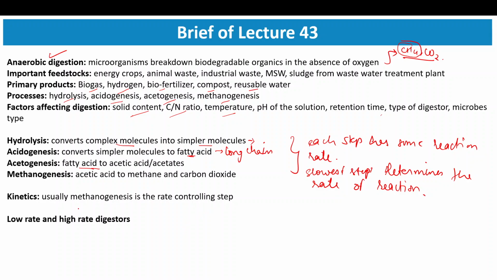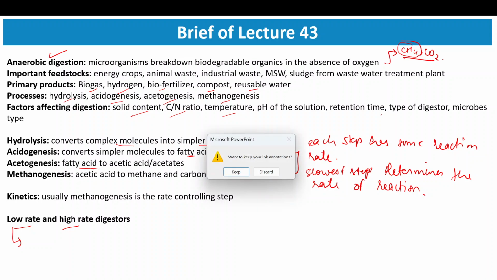Now, there can be two types of digesters, depending on the design: low rate and high rate digesters. Low rate means it requires more residence time because the rate at which digestion occurs is less, and high rate means you can have more efficiency within less contact time. So, this was all about sludge management. Okay, so do you have any doubts so far?